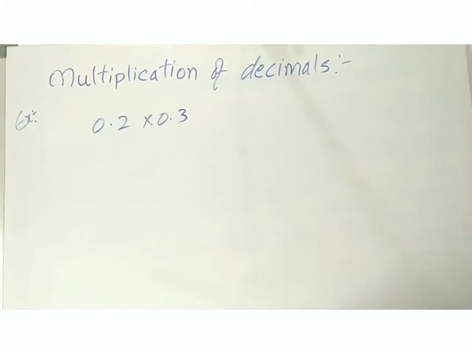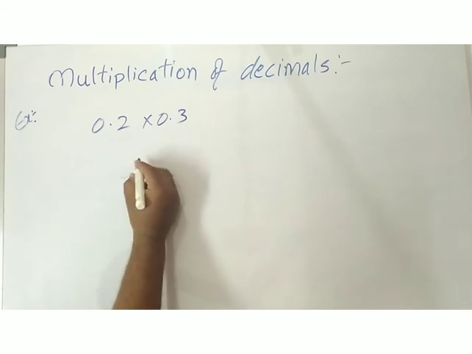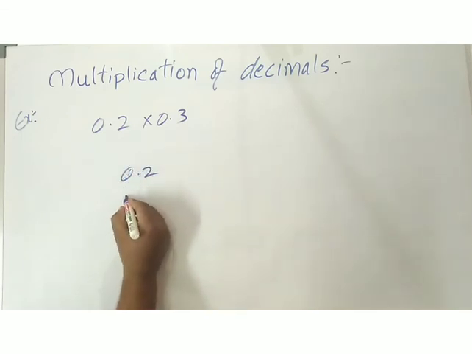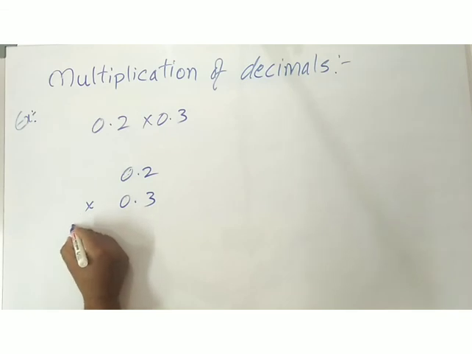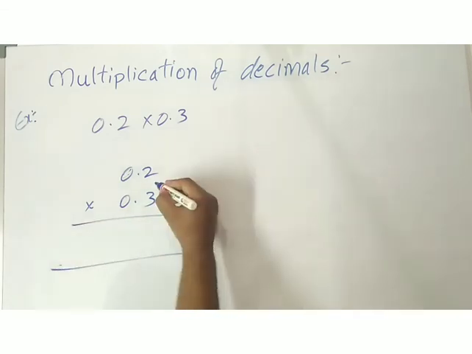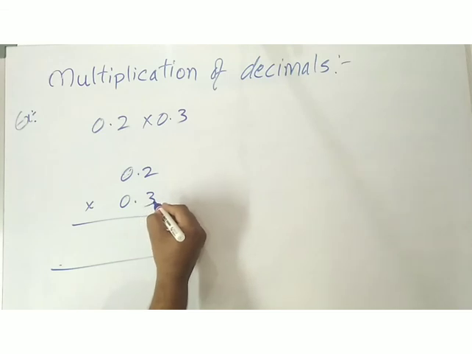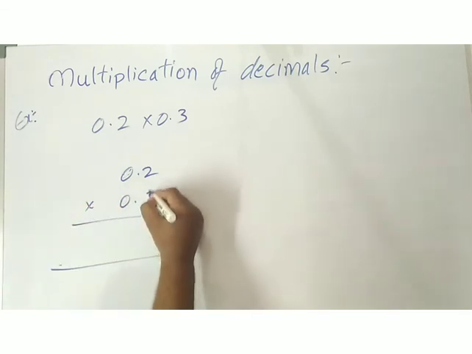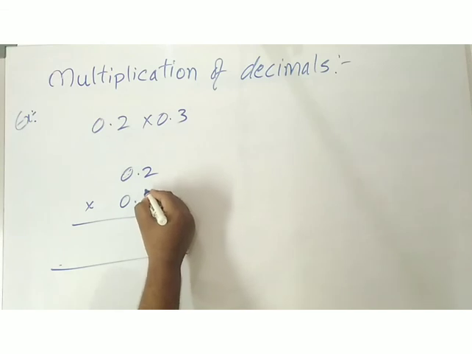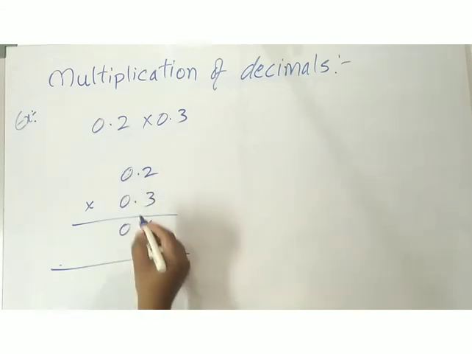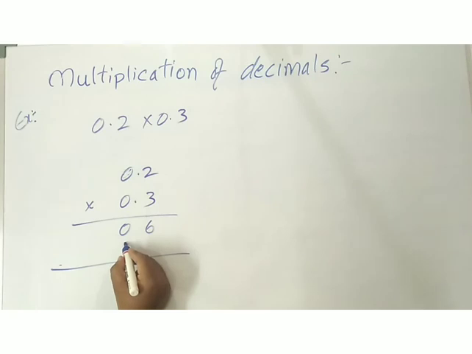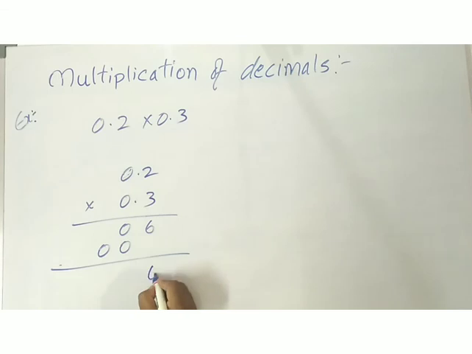Okay, next one is the multiplication of decimals, which means decimal number multiplication. As you know, first I will go for the general multiplication. So 0.2 into 0.3. Here we go from the right side to the left digits. 2 3s are 6. 2 times 0 is 0. 0 times 3 is 0. 0 times 0 is 0. So it's a 6, a 0, a 0.